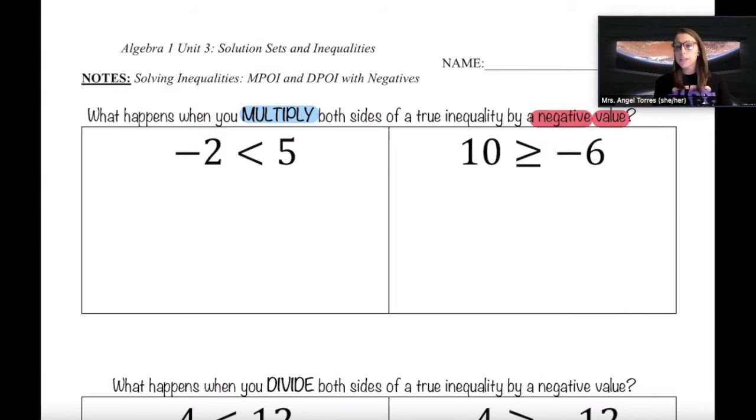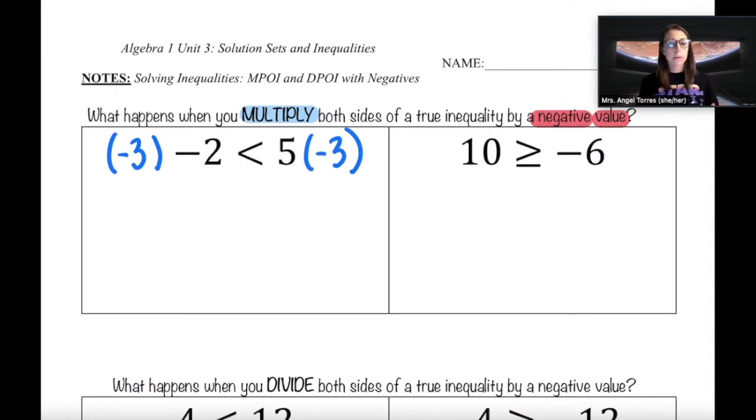Let's take a look at our first inequality example. Let's say I wanted to multiply both sides by -3. Because I'm doing it to both sides, if this were an equation, we know that it would be true, because that's the definition of the multiplication property of equality. But something weird happens when I simplify in an inequality. -3 times -2 is +6, and +5 times -3 is -15. Now, is 6 less than -15?